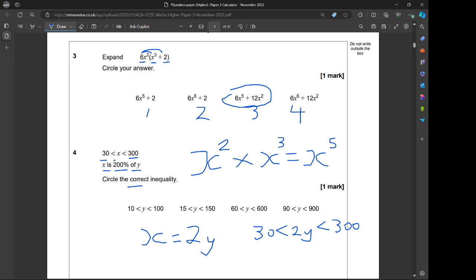So divide everything by 2 and we get y is bigger than 30 divided by 2, which is 15, and 300 divided by 2 is going to be 150. So our answer is option number 2. Does that make sense? Are we happy with that?